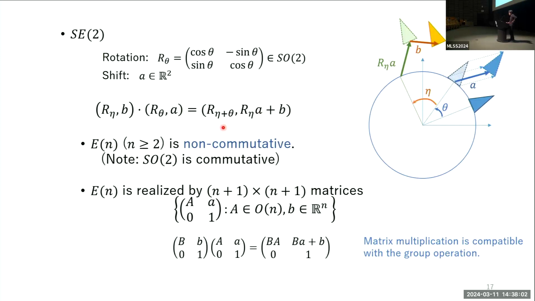You can see that this is non-commutative because R eta appears in this translation part and A appears in this way. So if we swap R theta, A and R eta, B, then we have a different vector in the second part as the translation part. So this is another example of a non-commutative group.